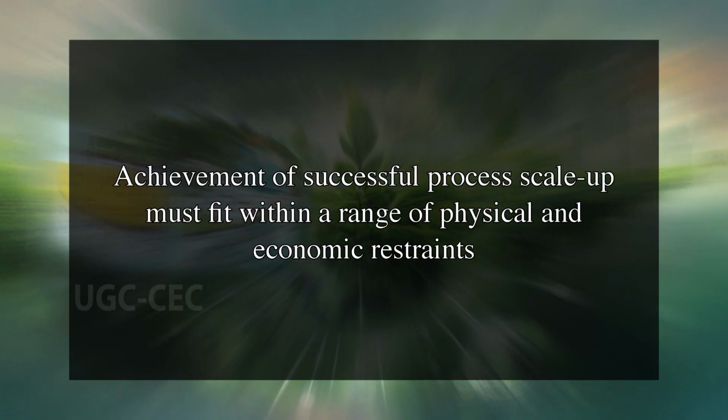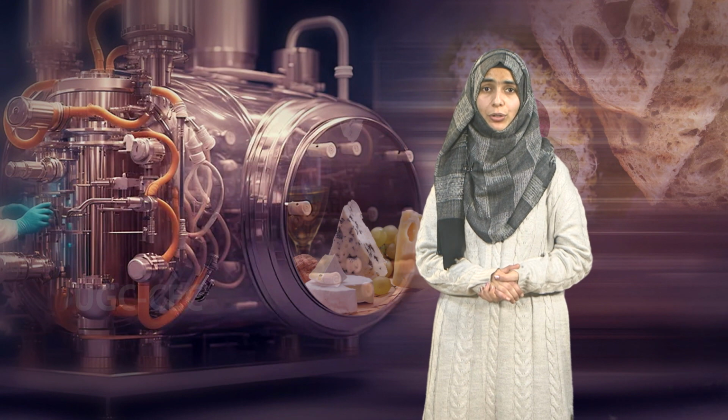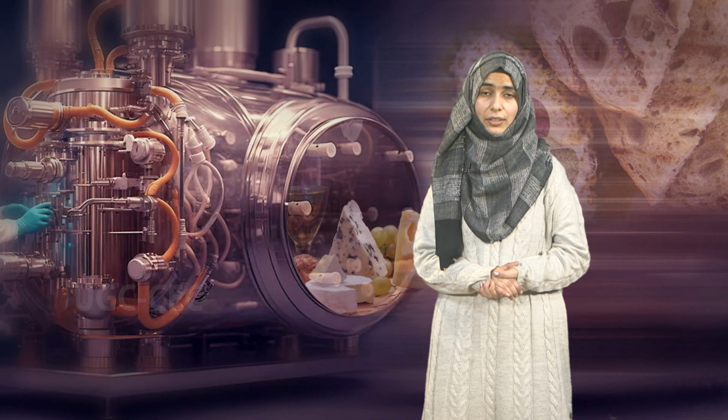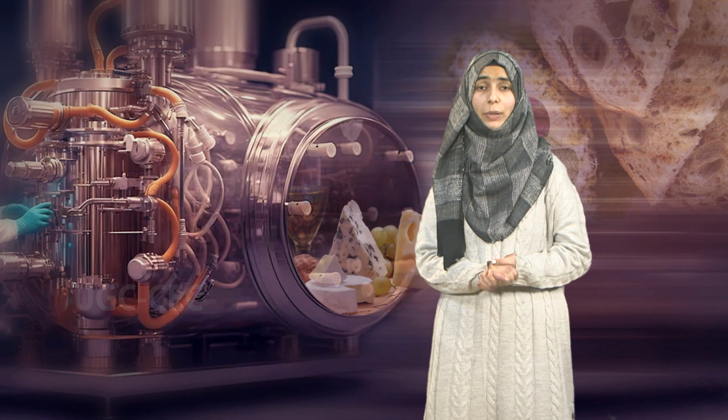If we talk about scale-up, most biotechnological processes have been identified at laboratory scale, and ultimately commercial success will be dependent on the ability to scale up the process first from laboratory to pilot plant level and then to full commercial scale. The achievement of successful process scale-up must fit within the range of physical and economic restraints. The identification of some of the controlling parameters can usually be made with a laboratory scale bioreactor, 5 to 10 liters in capacity, and then moved to pilot scale level.